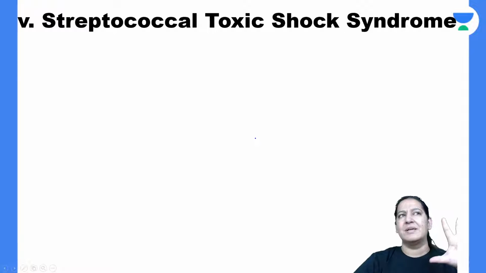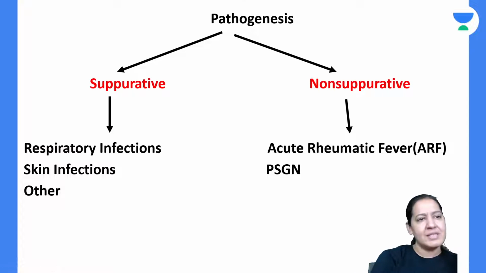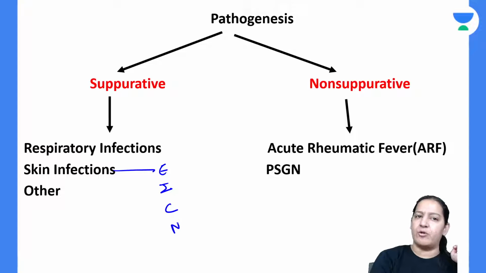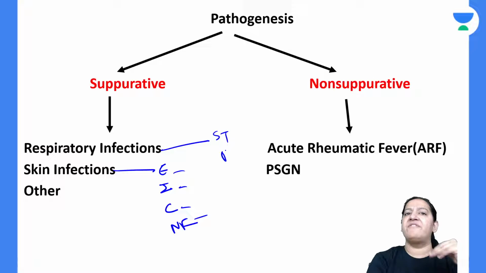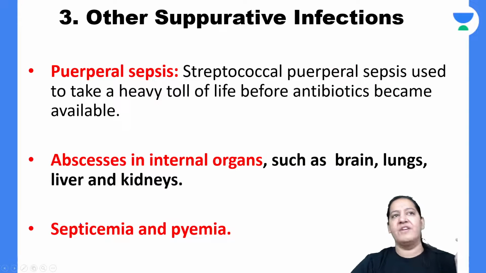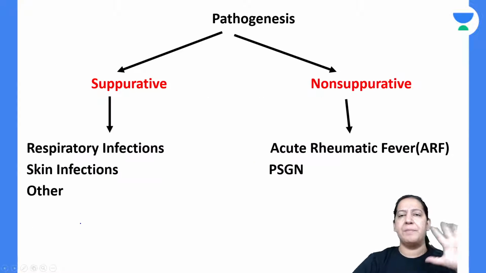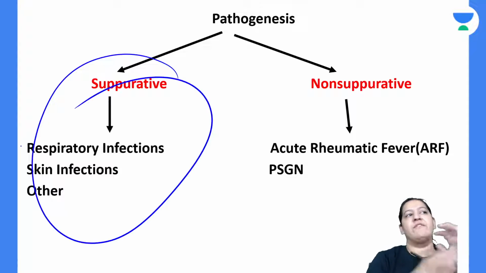Just learn the names. Just see the images and learn the name. So in the skin, it can be erysipelas, impetigo, cellulitis, necrotizing fasciitis. You have seen the images, you have understood the diagrams. In respiratory infection, it can be sore throat, pharyngitis, tonsillitis, right? And pus can be there anywhere in the body. So these are the suppurative infections.